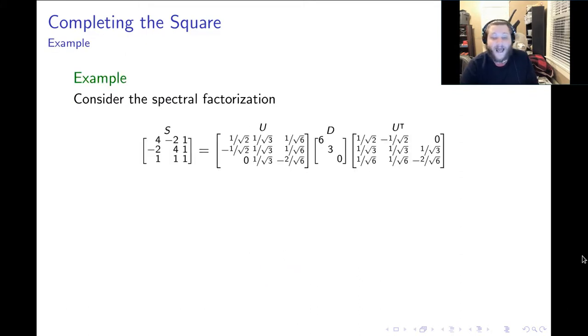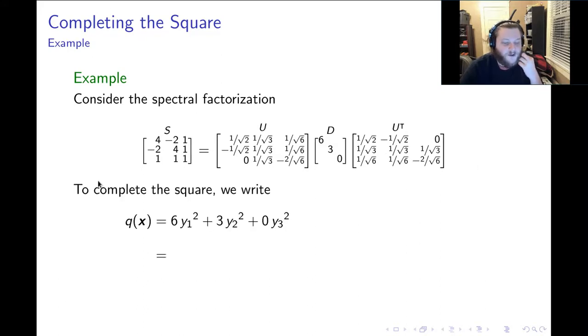So let's see this in action. Remember, to complete the square, you have to have a spectral factorization. So here I have a spectral factorization of a real symmetric matrix S. This one's a 3 by 3. So what does the spectral factorization get us? Well, to complete the square, I have to change from x's to y's. And in this case, since the eigenvalues are 6, 3, and 0, I know that my quadratic form is 6 times the first y squared plus 3 times the second y squared plus 0 times the third y squared.